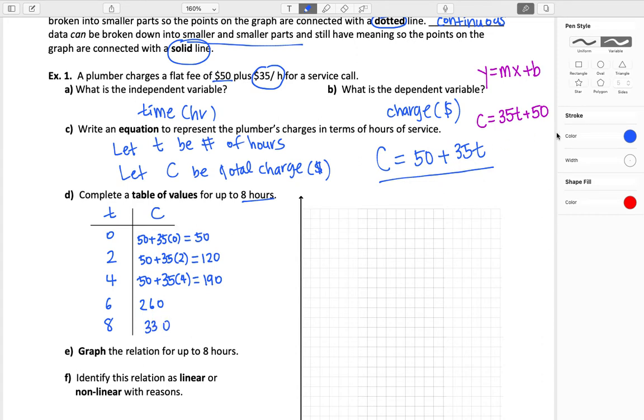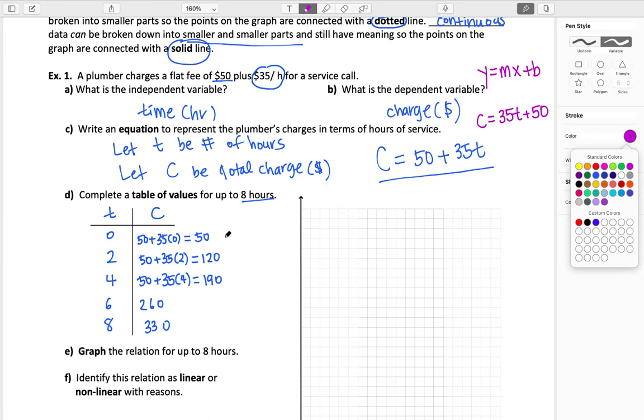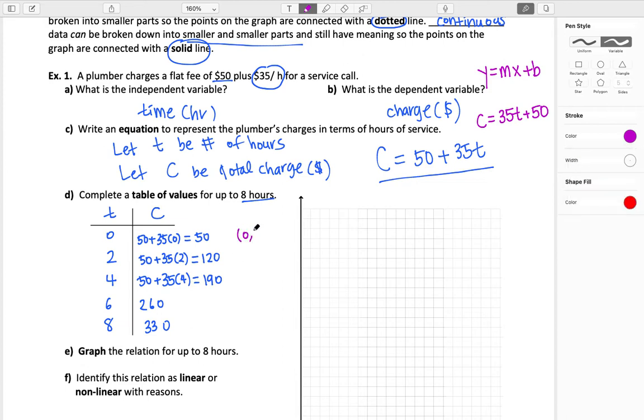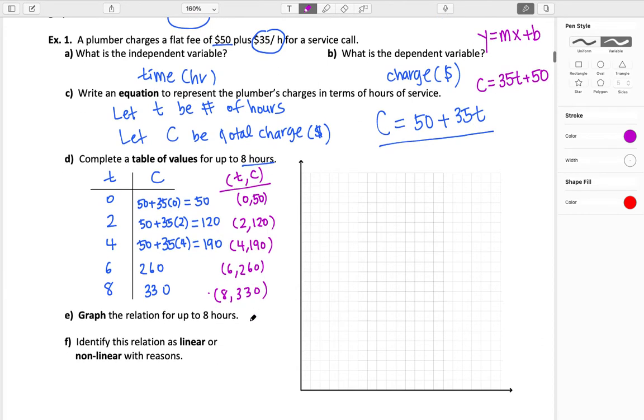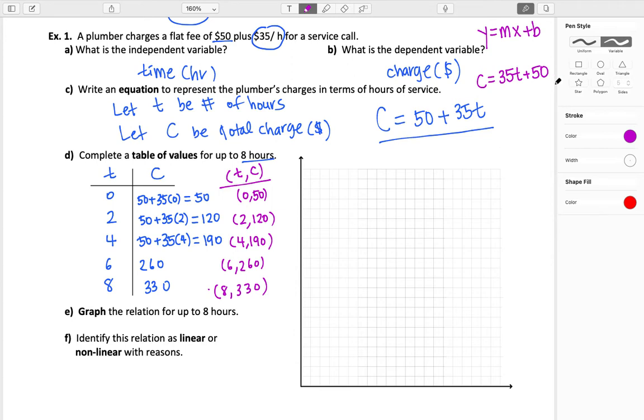So if I have to translate this table into coordinates or ordered pairs, it will be (0, 50), (2, 120), (4, 190), and so forth. Okay, because the coordinate is always x, y, in this case t, c. Now we want to graph the relation for up to 8 hours.